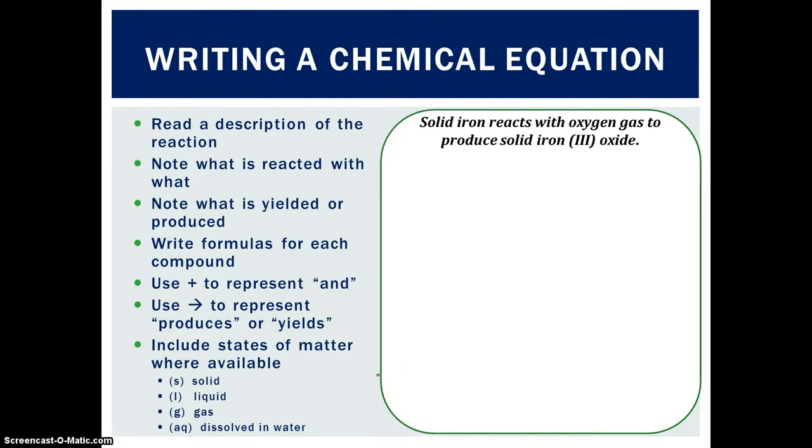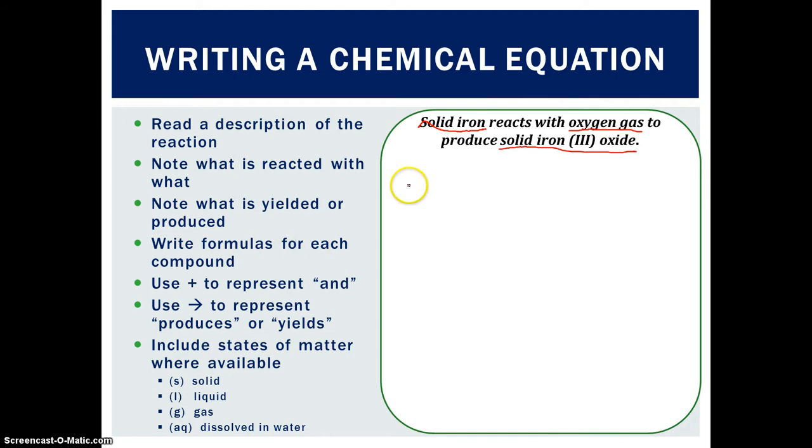Let's do another example. So here we read the description of the reaction. Solid iron reacts with oxygen gas to produce solid iron(III) oxide. If I underline my reactants, I have solid iron, oxygen gas, to produce solid iron(III) oxide. Now, what's reacted? Solid iron and oxygen gas. What's produced? Solid iron(III) oxide. My reactants and my product.